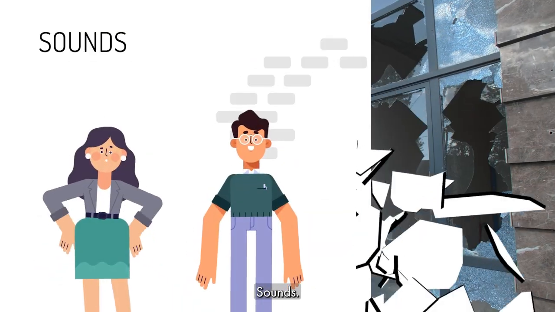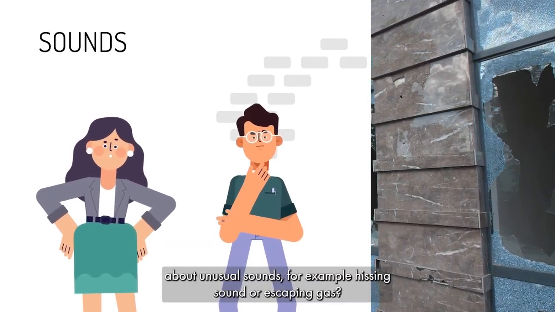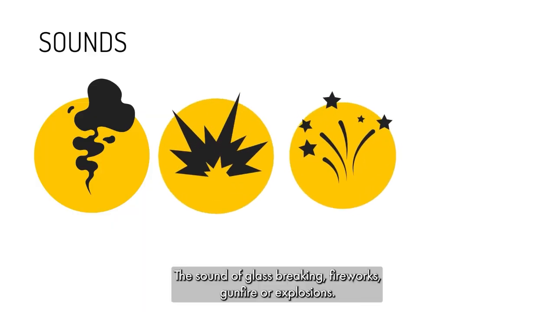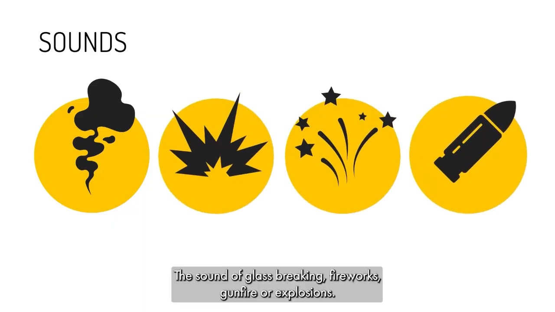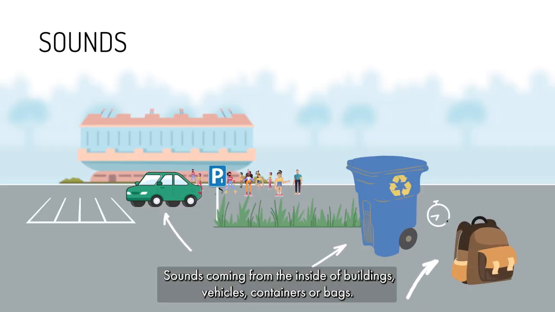Sounds. What can you hear? Are there any reports from other people about unusual sounds, for example hissing sound or escaping gas? The sound of glass breaking, fireworks, gunfire or explosions. Sounds coming from the inside of buildings, vehicles, containers or bags.